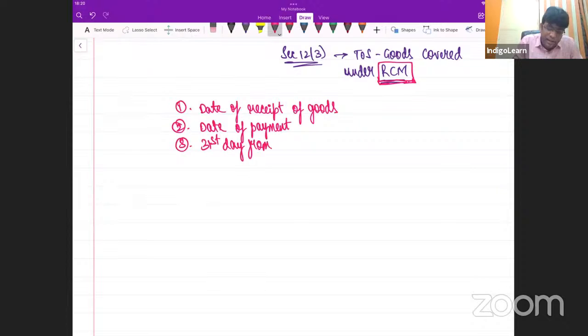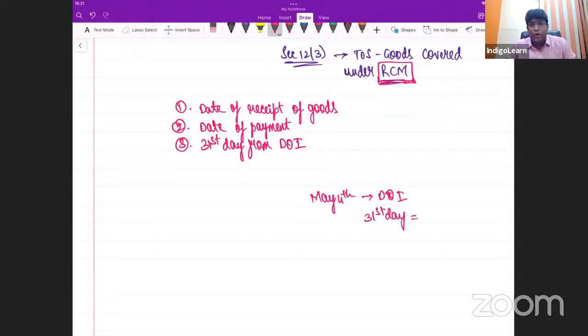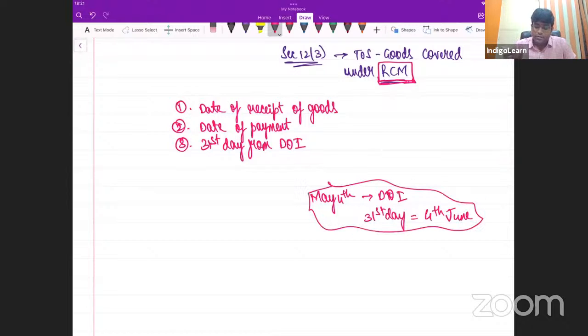And finally, third one, 31st day from date of invoice. That means we will see the date of invoice, forget that date, and after that we'll count 31 days. So for example, if May 4th is the date of invoice, what will the 31st day be? From May 4th, in May we have got 27 days balance, and 3 days in June. So the 31st day will be 4th of June. That is how you have to calculate.